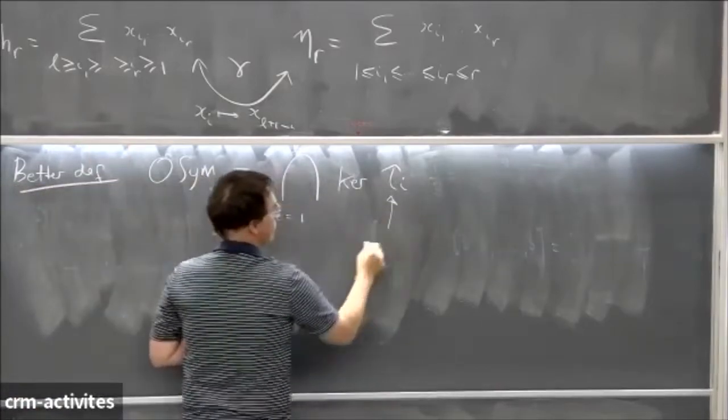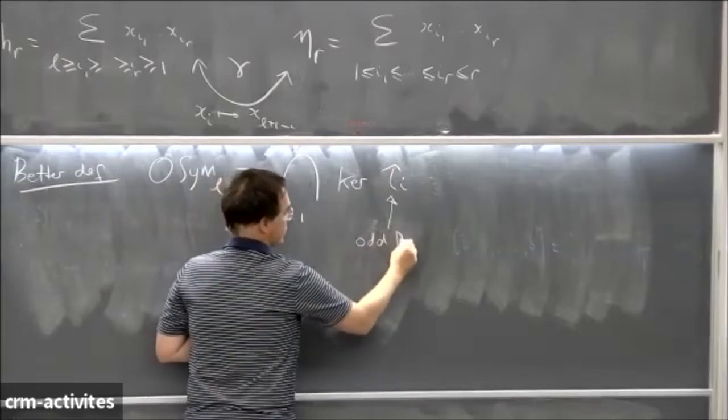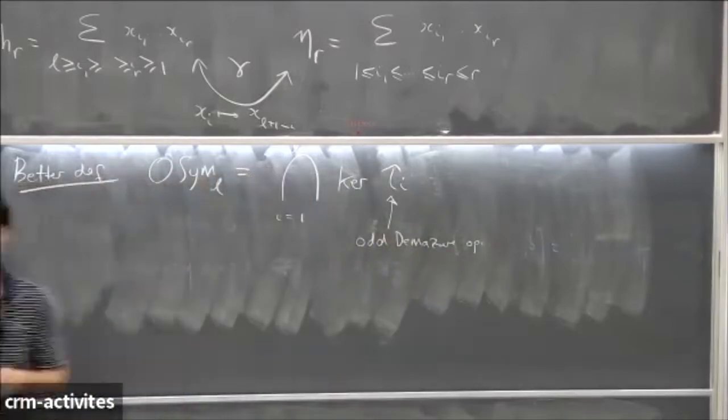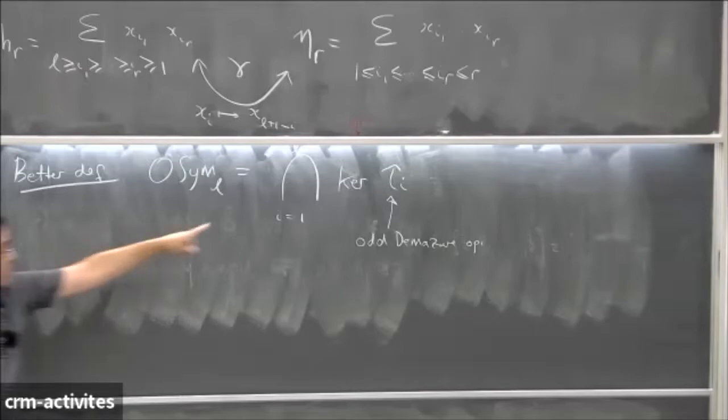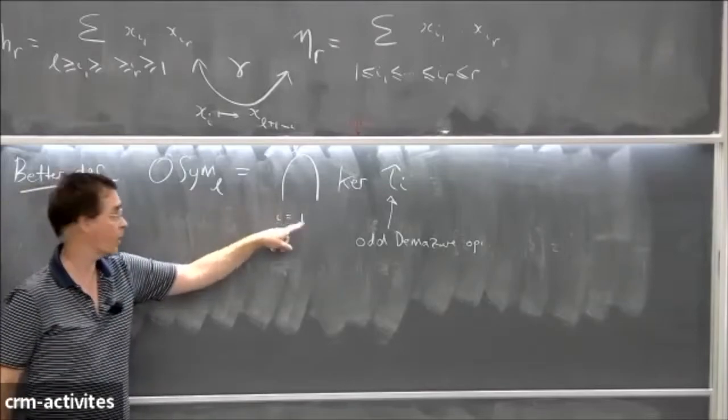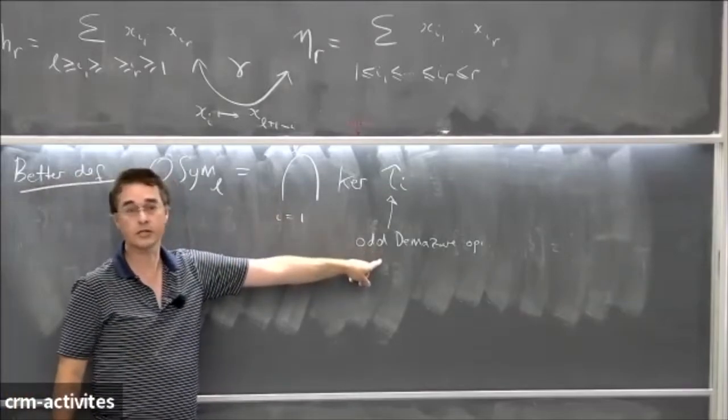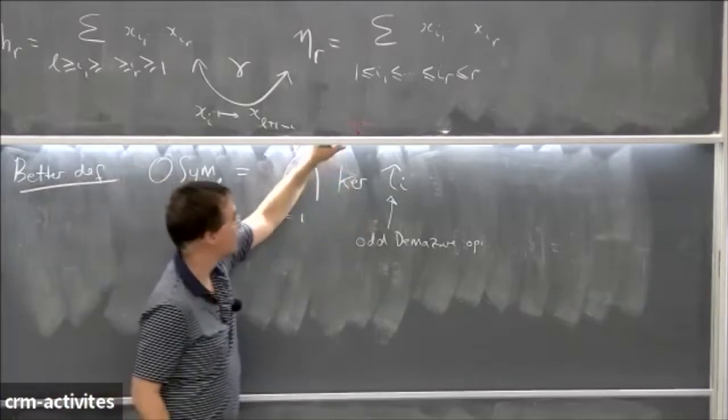But there are these odd analogues of Demazure operators, which I call tau i's. In the even case, instead of defining Sym as symmetric polynomials, you can also define it as the intersection of the kernels of all the usual Demazure operators. And that's the right point of view that carries over to this odd world. So I need to quickly tell you what these odd Demazure operators are.